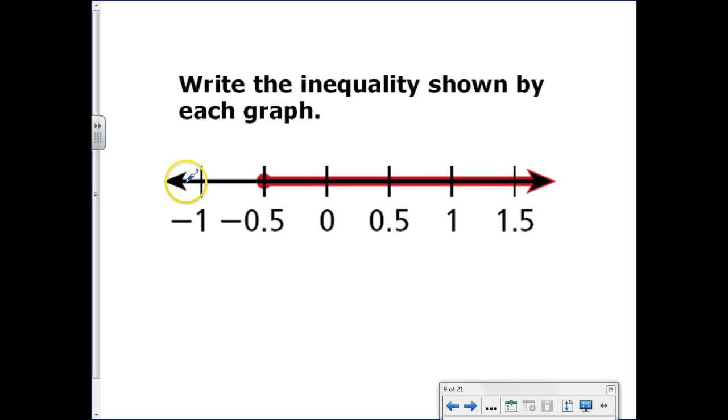All right, write the inequality shown by this graph. Use whatever variable you want. I think I'll use W this time. My significant value here, where everything is starting, is at negative 5, negative 0.5. Okay, I notice that I'm shading to the right, which indicates greater than. See how that matches that arrowhead? This time my dot here is filled in or solid, so I have to put the equal sign in there as well. W is greater than or equal to negative 5.